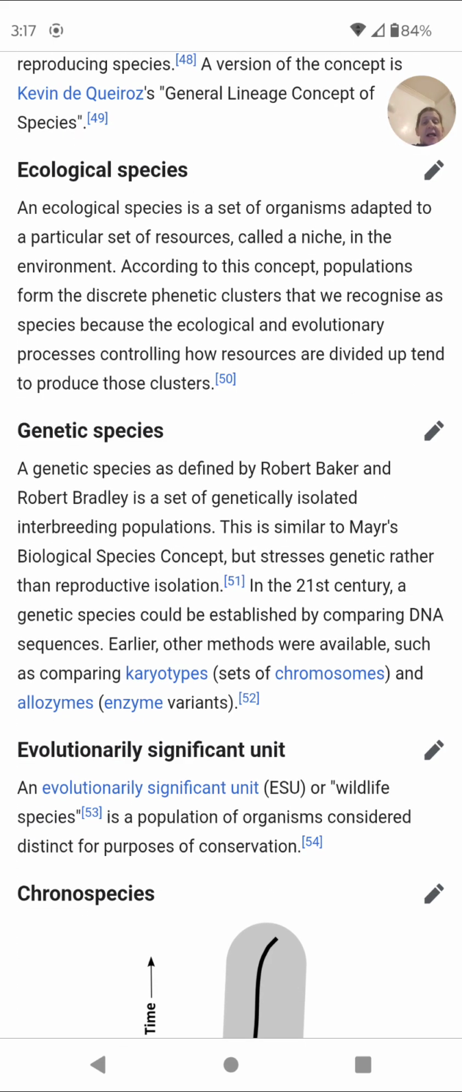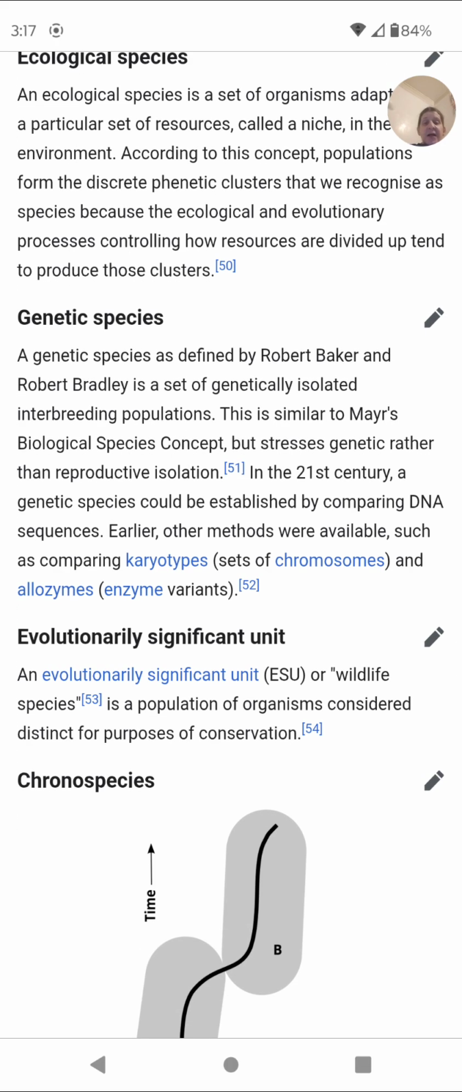Genetic species. A genetic species is defined by Robert Baker and Robert Bradley as a set of genetically isolated interbreeding populations. This is similar to Mayr's biological species concept, but stresses genetic rather than reproductive isolation. In the 21st century, a genetic species could be established by comparing DNA sequences. Earlier, other methods were available, such as comparing karyotypes, sets of chromosomes, and allozyme enzyme variants.